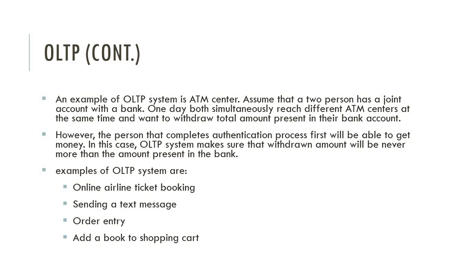bank. Examples of OLTP systems are online airline ticket booking, sending a text message, order entry, adding a book to a shopping cart. So we already know that, for example, if I book an airline ticket and I select seat number 8, it never happens that after the booking it gives me seat number 28. That never happens. So this can be handled by the OLTP server. So this is about what is an OLTP and what is the OLAP server.